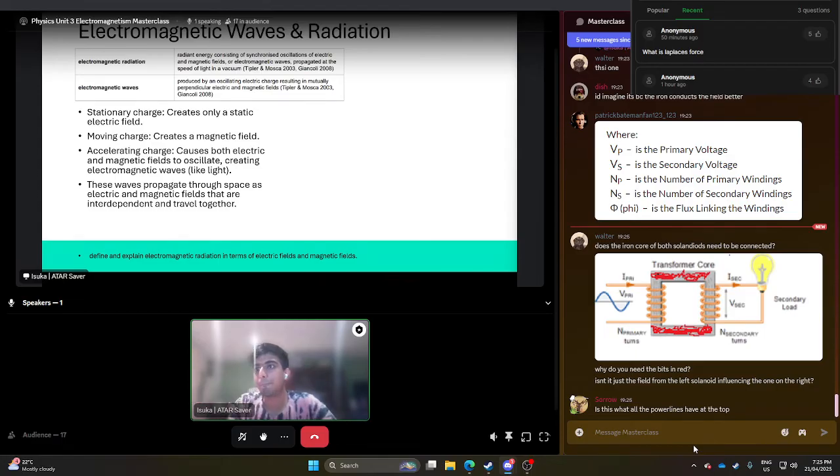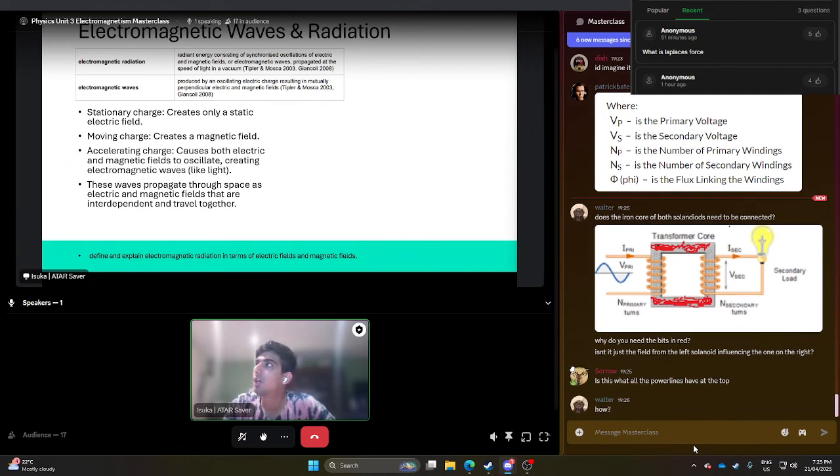Is this what all power lines have at the top? Yes, so some power lines. The normal power lines that you see have no transformers, but then there's an occasional power line that you'll have a gigantic thing near it. And that's basically a transformer.